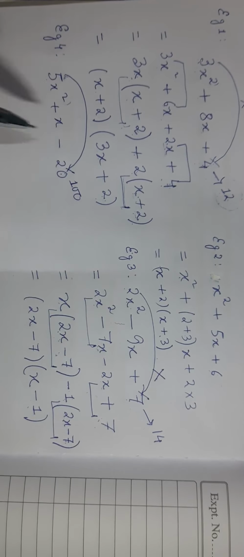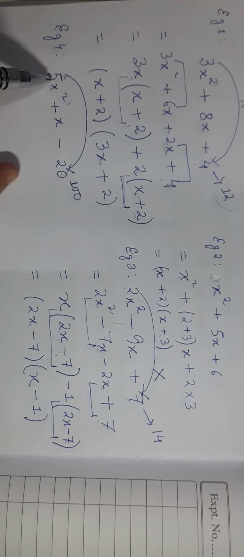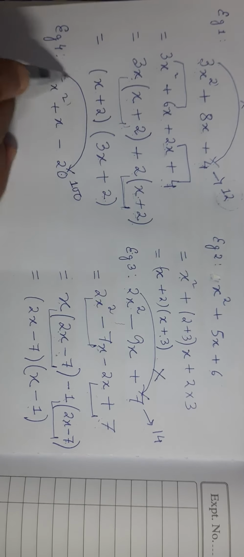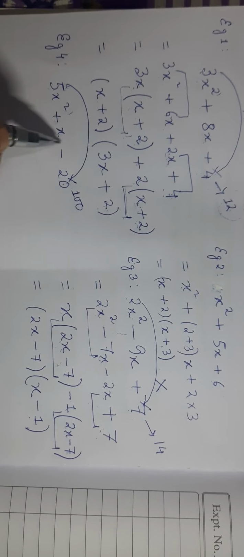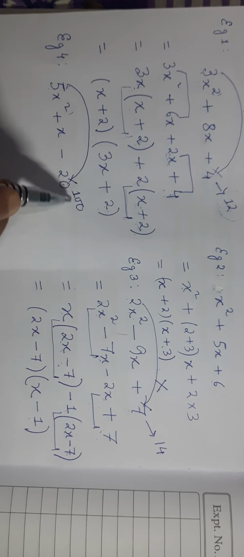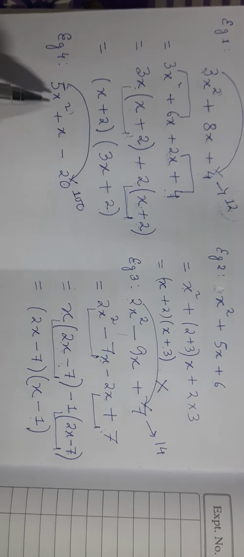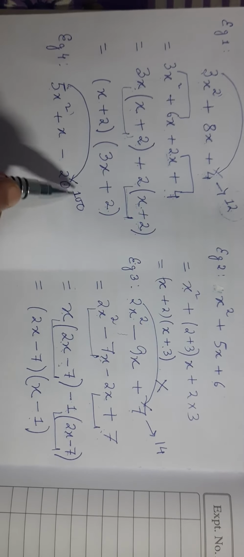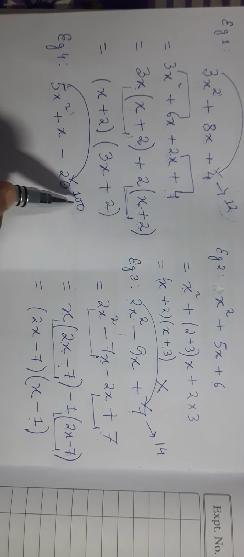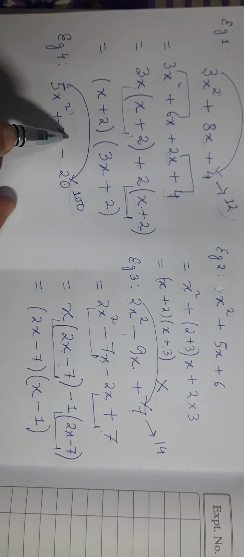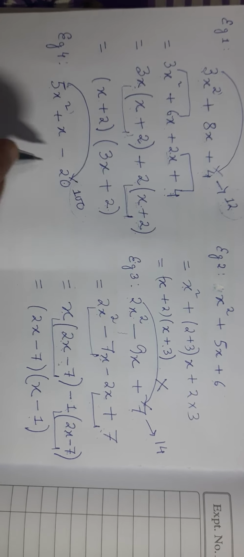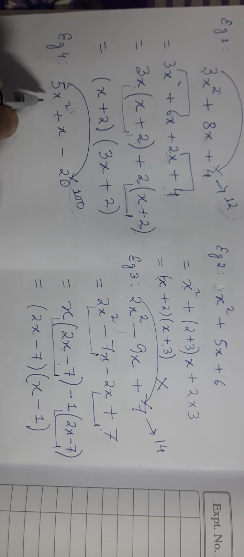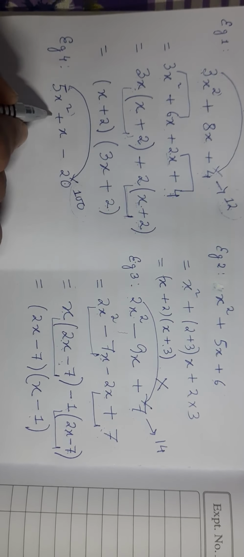Now in the question 5x square plus x minus 20, where we multiply we get 100. So we have to look for two numbers whose sum or difference gives me 1 and whose product is 100. When you come across this question where the product of the two numbers is 100 and adding or subtracting those two numbers gives me 1, is it possible? No. Literally it is not possible. Therefore, in this question, middle term factorization cannot be applied.